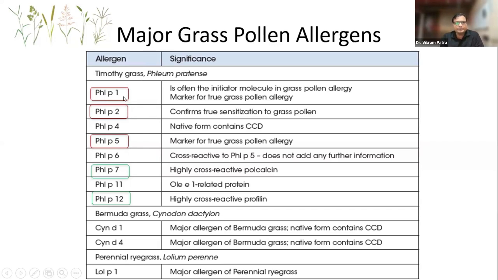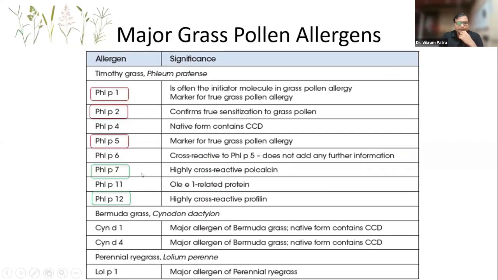And for the Timothy grass, Phl p 1 is often the initiator molecule in grass pollen allergy, a marker for true grass pollen allergy. Whereas Phl p 2 as well as Phl p 5, they are also sensitizing. After Phl p 1, the major allergens or signature molecules are Phl p 2 and Phl p 5 also. But Phl p 7, as I mentioned, is a polcalcin, which, if it comes positive, then the chances of polyreactivity to weeds, trees, and grasses are more. Then profilin Phl p 12.